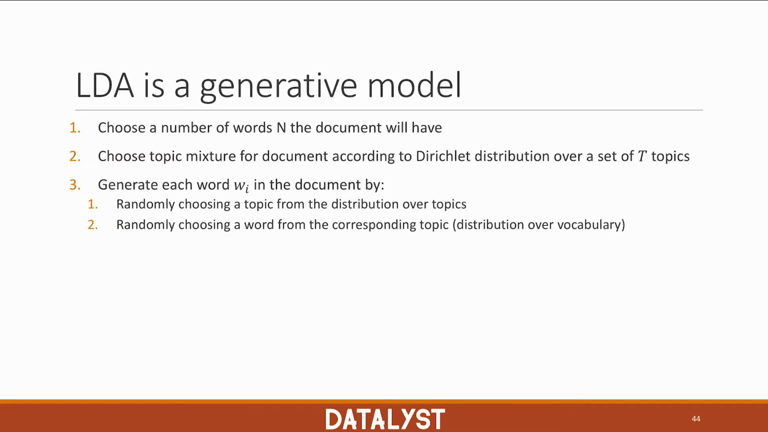So LDA is a generative model. That's something very important. You choose a number of words that a document will have, and then you choose a topic mixture according to this Dirichlet distribution over a set of topics. If you remember, each document is going to be assigned, in a soft way, a score, a proportion to which it belongs to the different topics. So we have three different topics. We could say that document 1 belongs, let's say, 90% to topic 1, 5% to topic 2, and 5% to topic 3. This is expressed through the Dirichlet distribution.